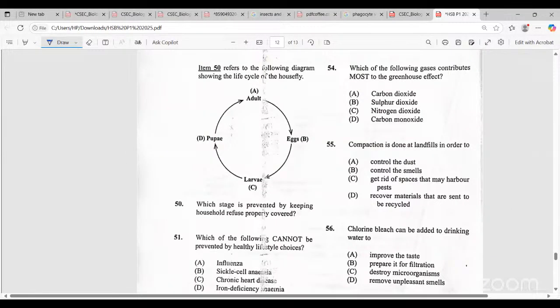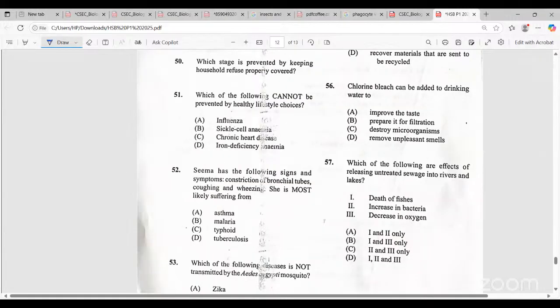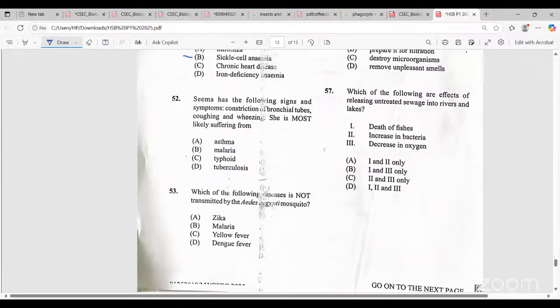50 refers to the following diagram showing the life cycle of the housefly. Which stage is prevented by keeping the household refuse properly closed, covered? Say, prevent the fly from laying eggs. So B. Right? 51, which of the following cannot be prevented by a healthy lifestyle? And of course, no amount of healthy living can stop or prevent sickle cell. That's hereditary. Eczema, as I say, good old asthma, has constriction of the bronchial tubes. She has asthma, nice and easy.